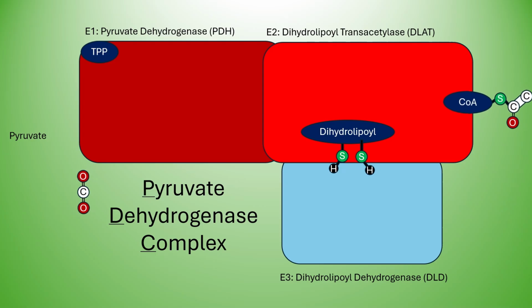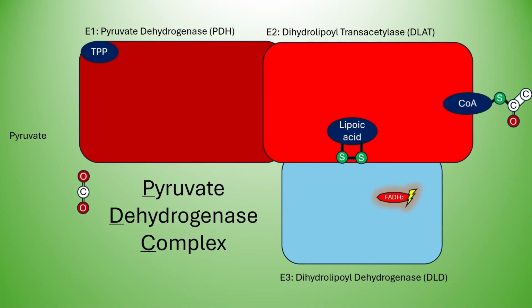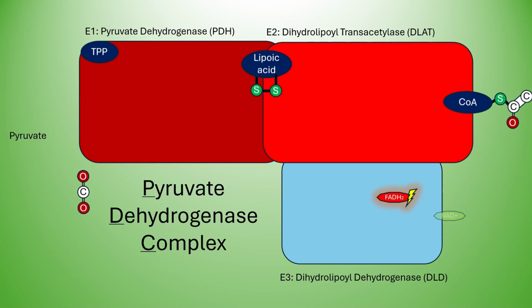Finally, E3, dihydrolipoyl dehydrogenase, functions as the last compartment. It uses FAD to oxidize dihydrolipoyl back to lipoic acid. This is like re-adding glue to the arm, and the second cycle is complete. It is ready to accept another group from TPP. FADH2 donates its electrons and hydrogen to NAD, forming NADH and a proton, which finishes the third cycle.